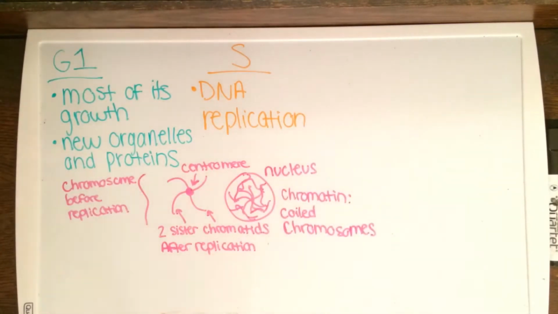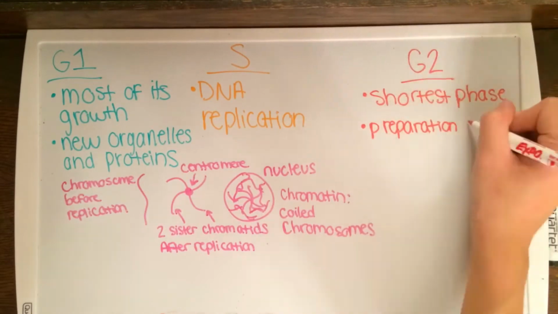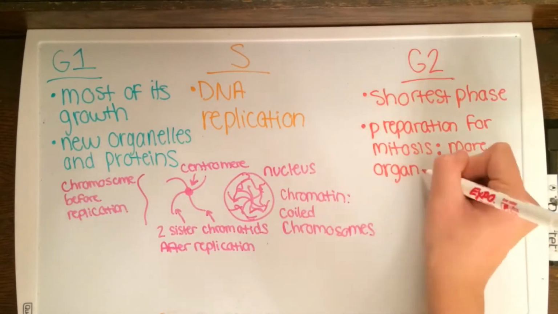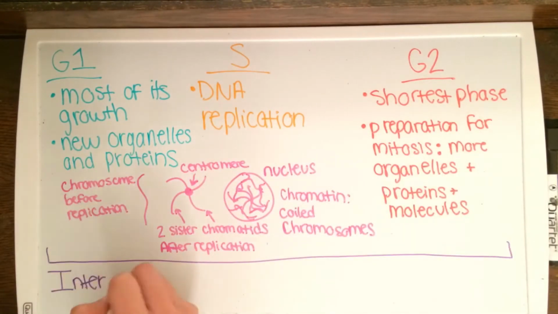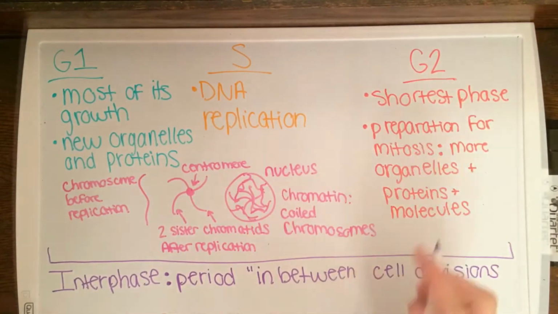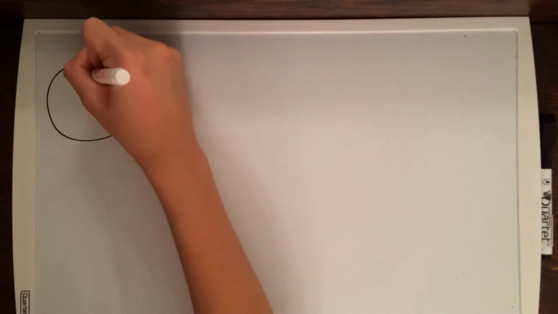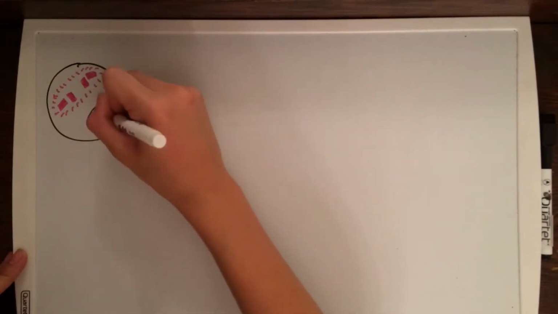Chromatin is coiled chromosomes. G2 is the shortest phase. The cell produces more organelles and molecules required for cell division. G1, S, and G2 phases make up the interphase, a period of growth between the cell divisions. During interphase, the cell grows and replicates its DNA in centrioles.